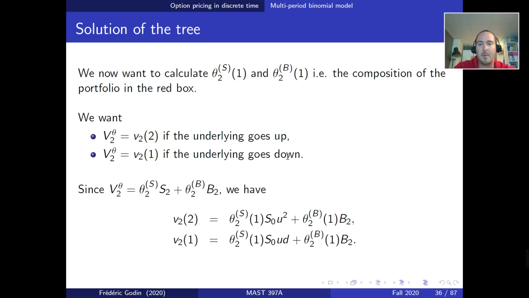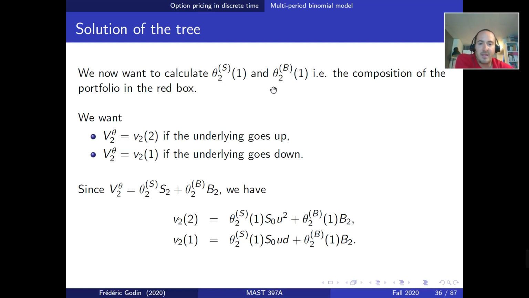So you should set up a portfolio at time 1. What do we mean by setting up a portfolio? It's identifying its composition, which is the number of stock shares between time 1 and 2, so theta 2s, and the number of risk-free asset shares between time 1 and 2, so theta 2b. And here the parenthesis 1 says that it's assuming we had a single upward movement in the stock previously. So we want to find these two unknown quantities, which is the portfolio composition at time 1.